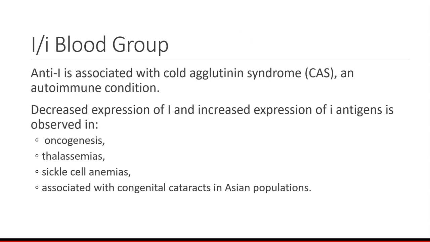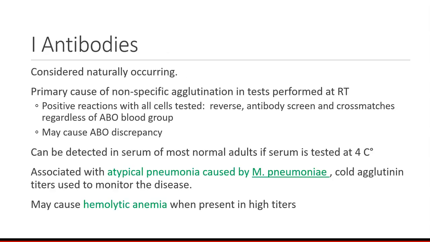Anti-big I is most frequently associated with cold agglutinin syndrome, which is an autoimmune condition. Decreased expression of big I and increased expression of little i antigens is observed in oncogenesis, thalassemias, sickle cell anemias, and it's associated with congenital cataracts in Asian populations. I antibodies are considered naturally occurring because you have them even though you've not been transfused or pregnant. They're the primary cause of non-specific agglutination in tests performed at room temperature.